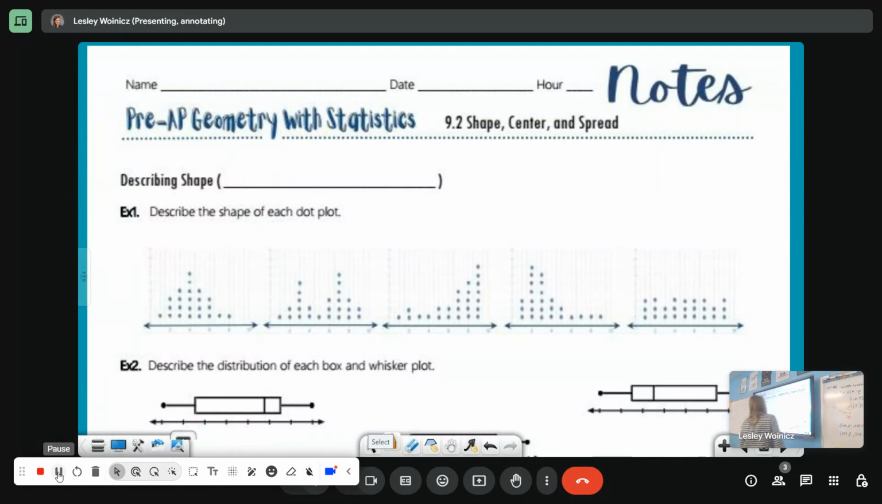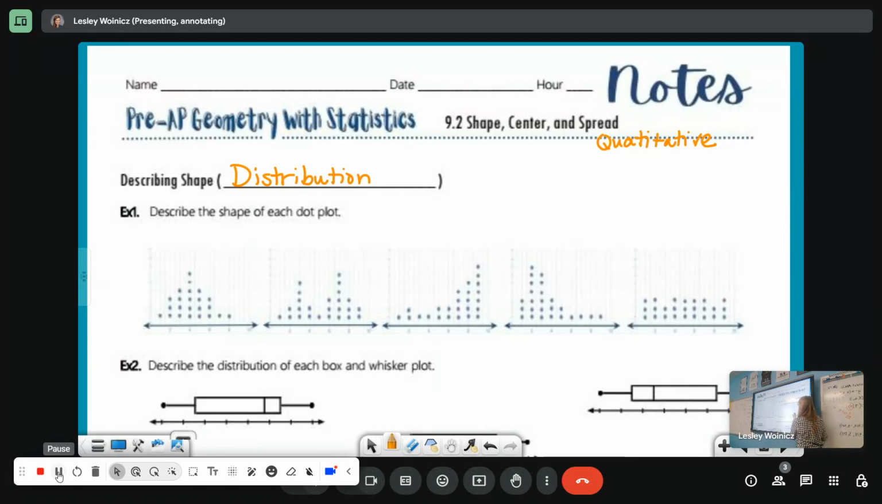Okay, so today we are going to be talking about shape of distributions and center and spread. So these are for quantitative displays. So shape is our distribution. You might remember hearing about this in Algebra 1. We talked about it a little bit.